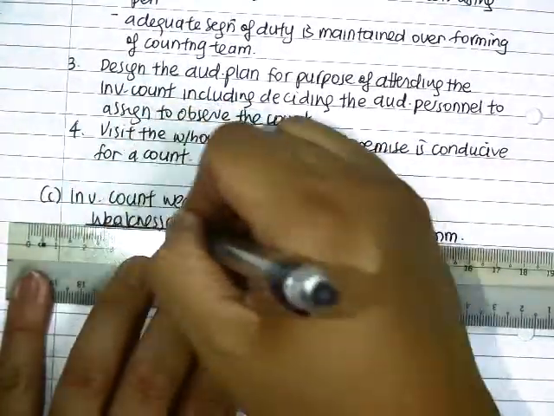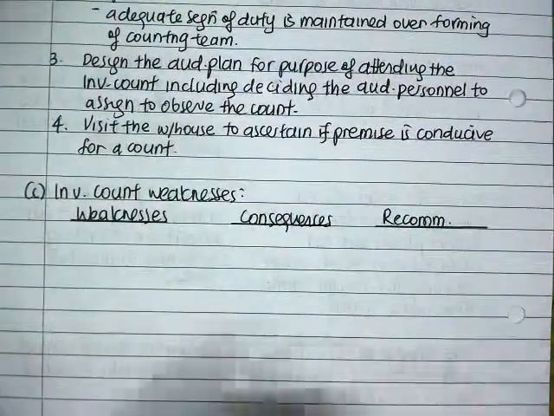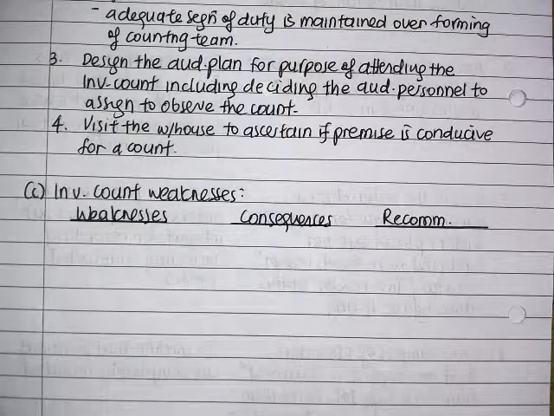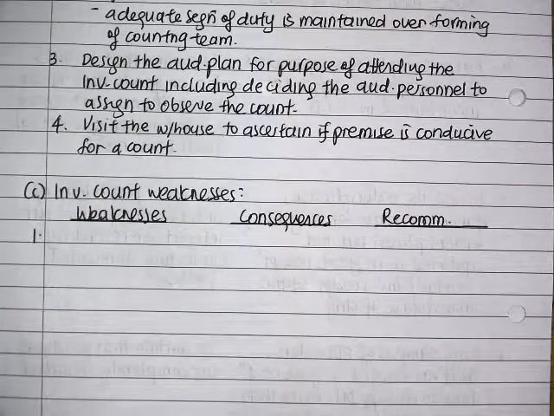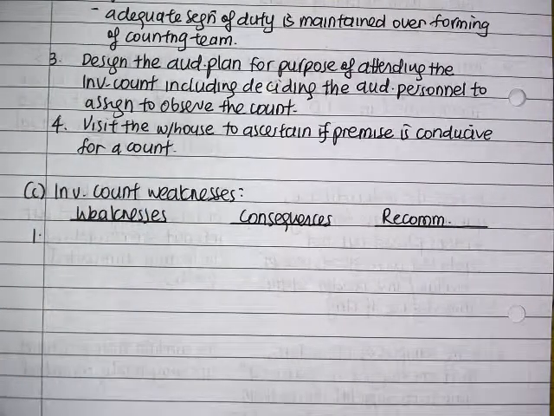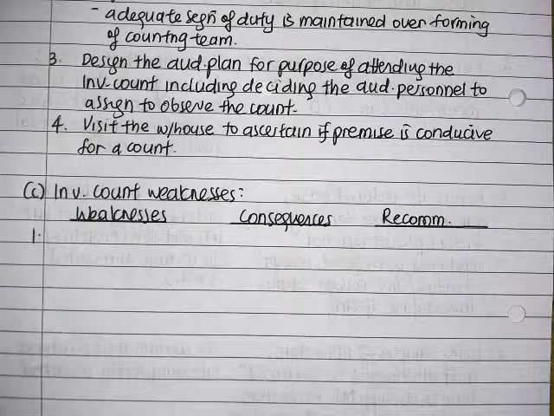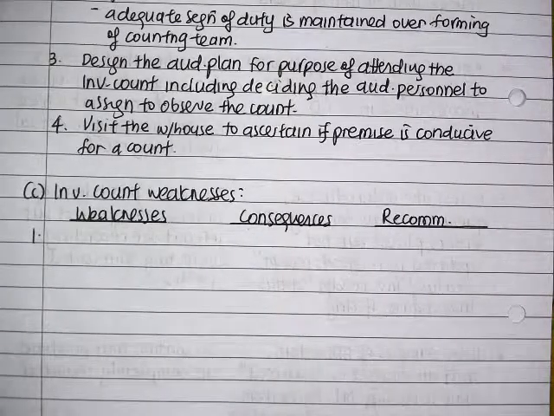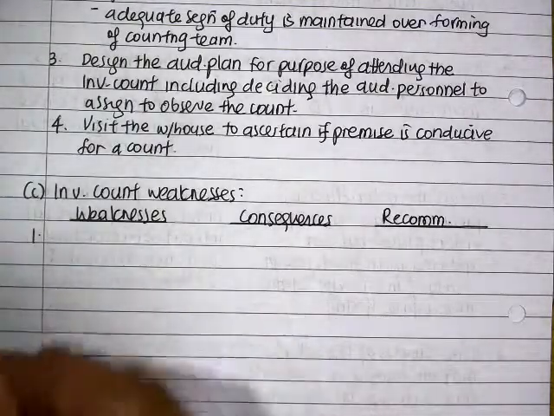Now we have 3 parts to answer. You have to write them as weaknesses, consequences, and recommendation. Now the first one we see from the case is which one? The first point itself, they tell us that the count sheets show the inventory ledger balance. That means they show the quantity, right? If like that, then how do they count? Then they won't count already, right? They just follow the quantity. So this is the problem.